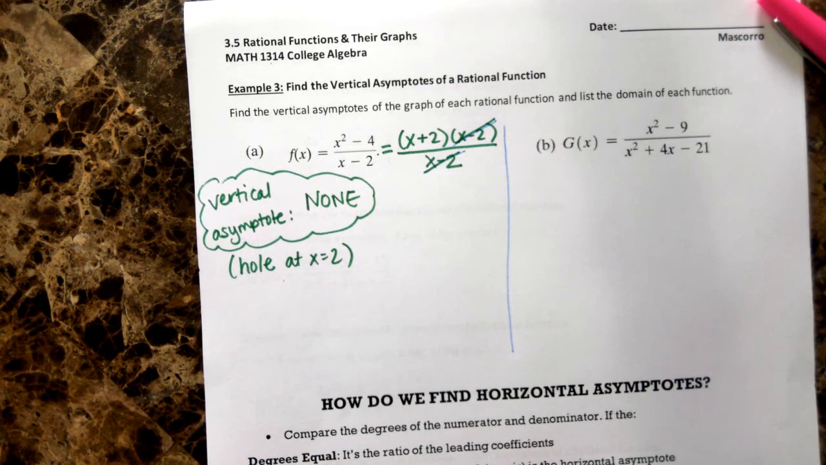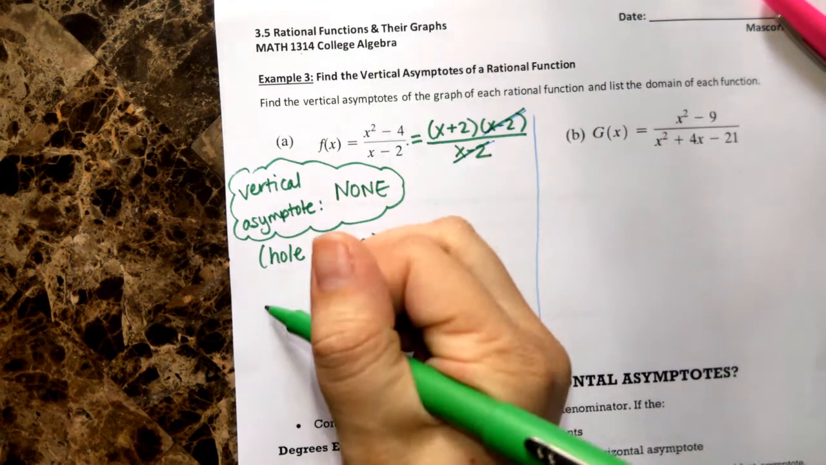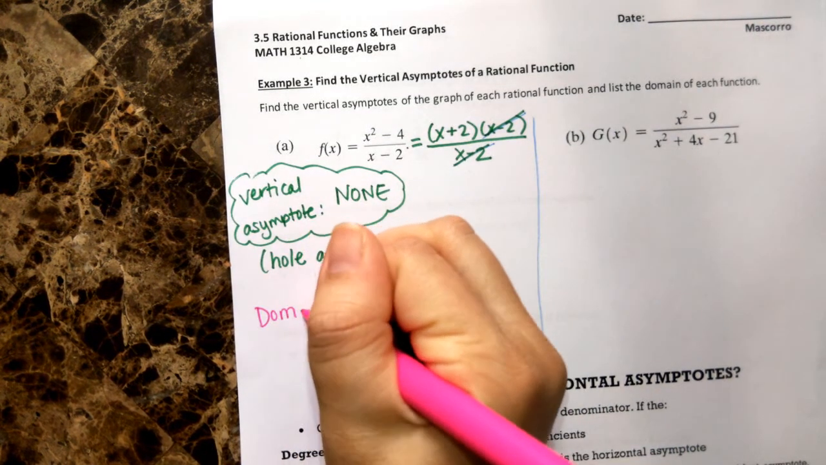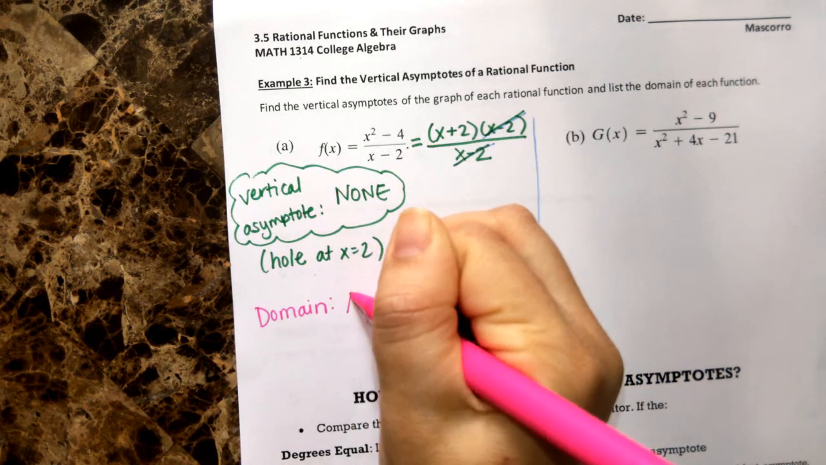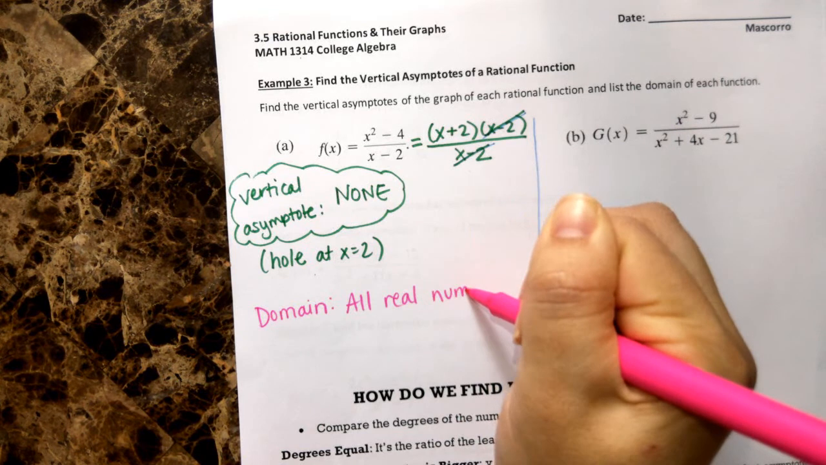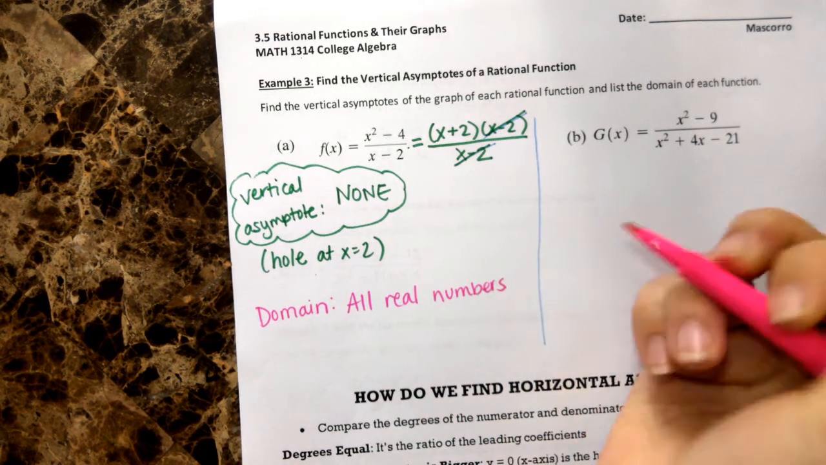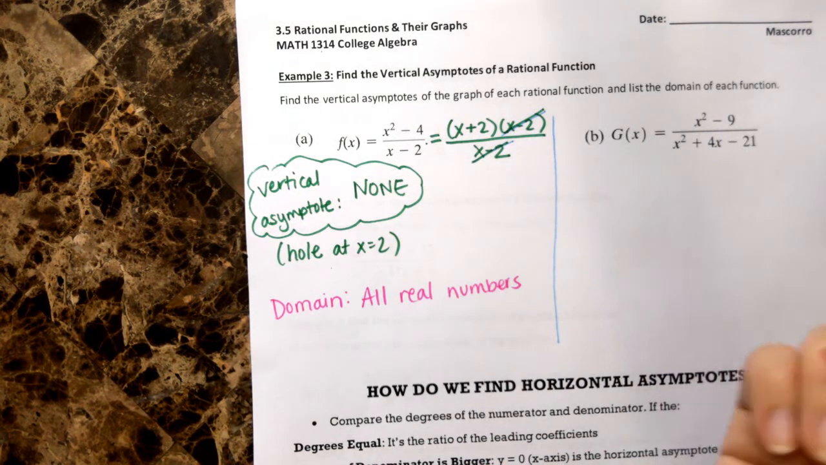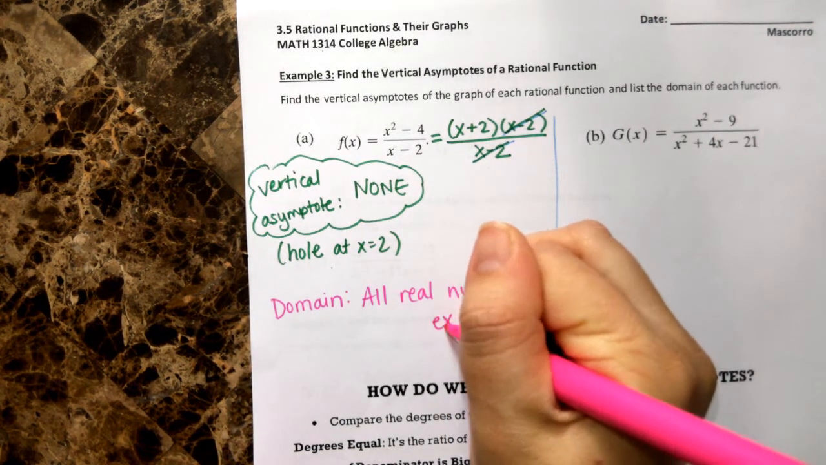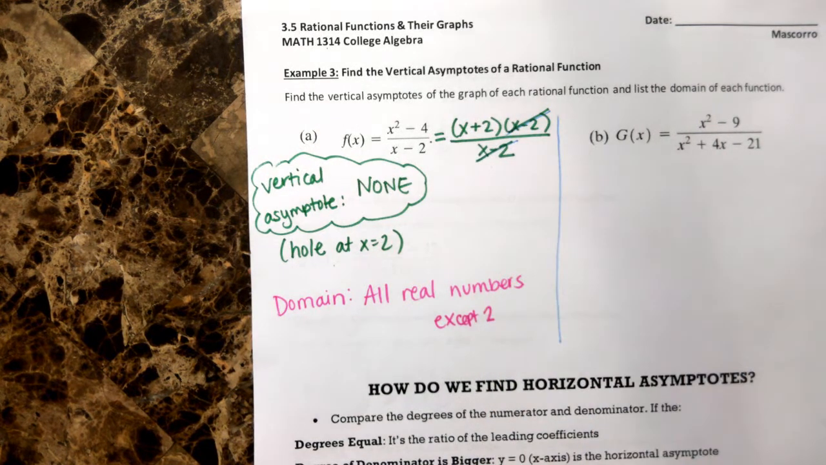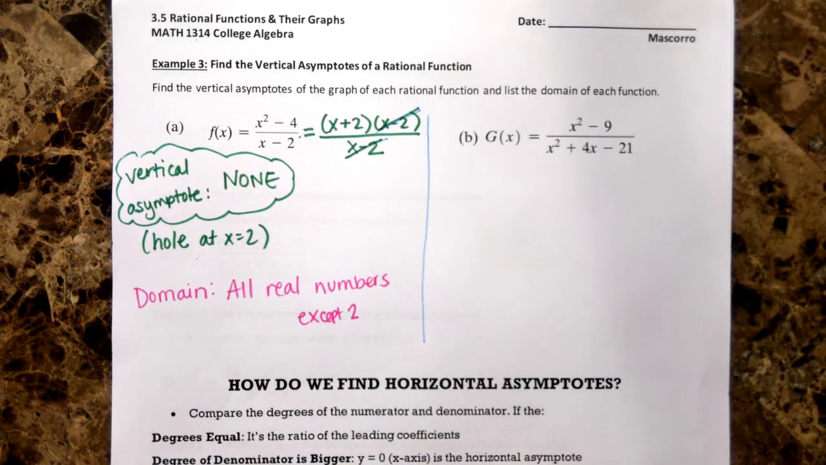So the domain is pretty much all real numbers, which just means you can plug in any number for x, except for 2, because it won't actually have a value at 2. There you go. Okay. And there you go. All right.